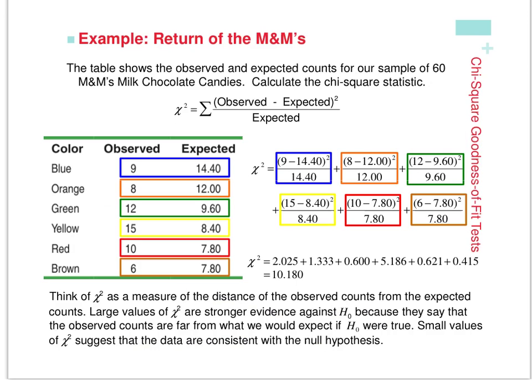Here's an example. So the observed was 9, the expected was 14.4, so 9 minus 14.4 squared over 14.4. So observed minus expected squared over expected. And the reason there's 6 of these is because there are 6 columns here, 6 colors of candy. So then you sum them all. That's what the summation notation right here means. So this is summing them all. You get a chi-squared test statistic of 10.18.